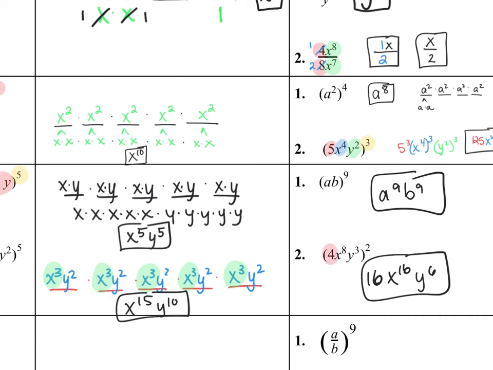So the first thing is 4 to the 2nd power, which means 4 times 4, and that's 16. X to the 8th to the 2nd power. Power to a power tells me I can multiply my exponents, so the resulting exponent of x is going to be 16. And y to the 3rd to the 2nd, power to a power, I can multiply my exponents, and 3 times 2 is 6.